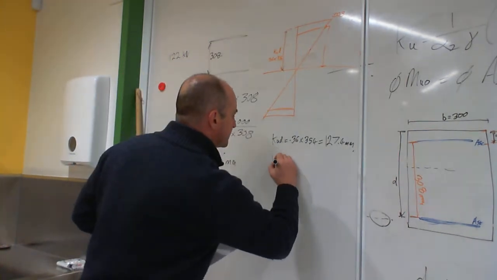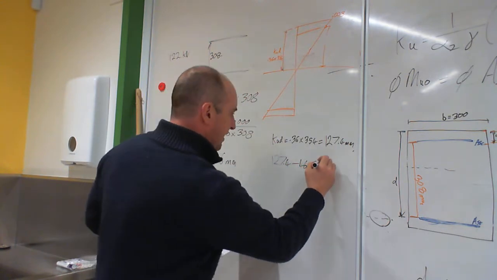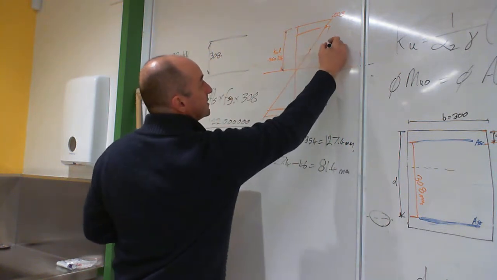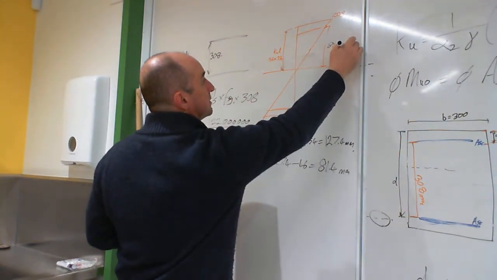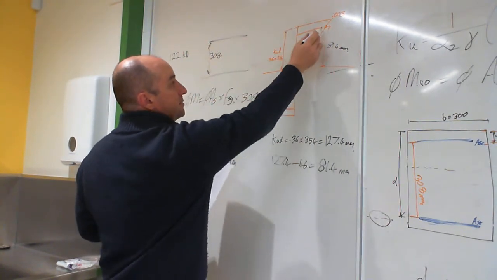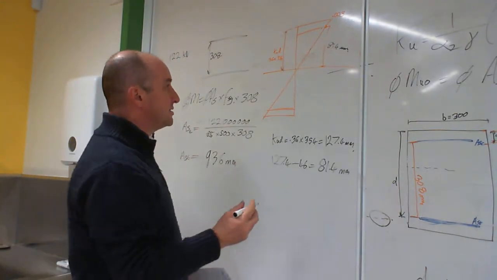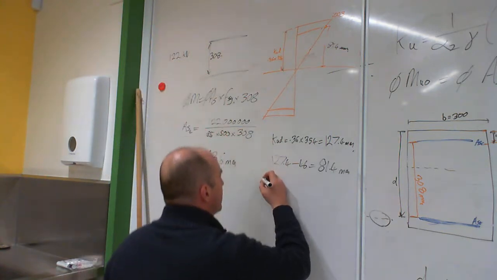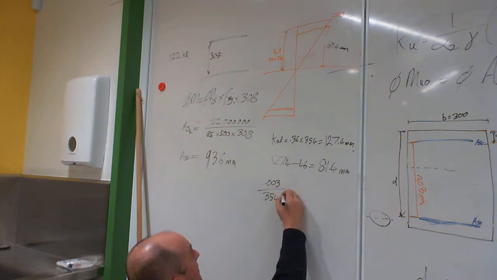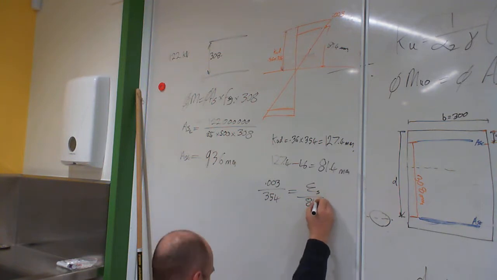So 127.4 minus 46 equals 81.4 millimeters. That's that distance there, 81.4 millimeters. So setting up like triangles, you know the ratio of that over that is the same as the ratio of that over that. Yeah? Okay. So let's work out the strain in the steel. So we know that 0.003 divided by 354 is the same as the strain in the steel divided by 81.4.